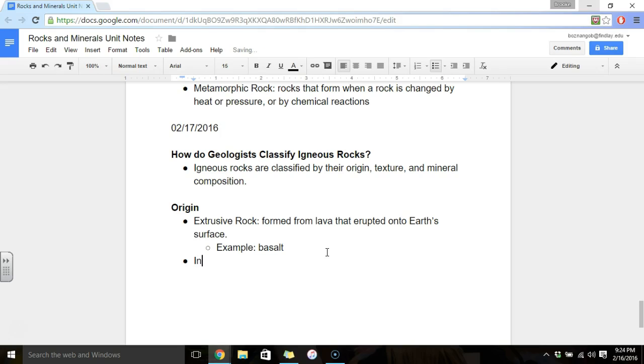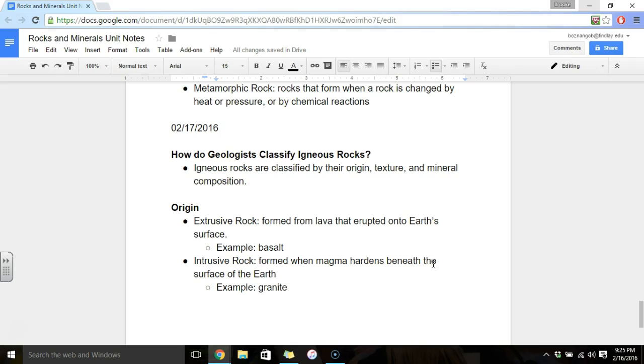And then we had intrusive rock, and that formed when magma hardened beneath, what did I spell that wrong? Hardens, okay, whatever. Hardens beneath the surface of the Earth. An example of that one was granite. And we've talked about granite a lot already. We talked about how it's got quartz and feldspar and mica and hornblende in it.